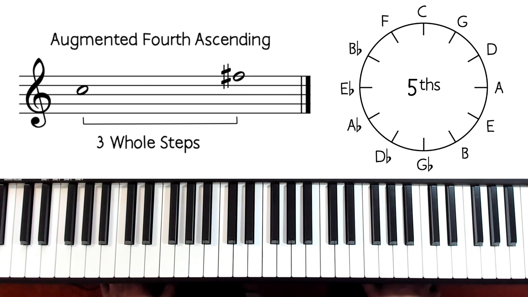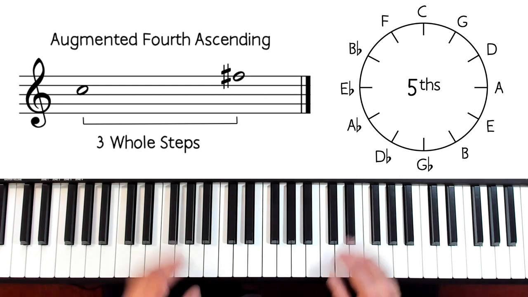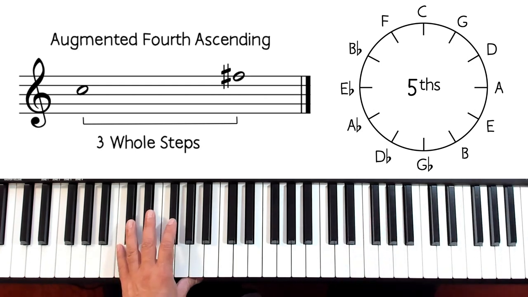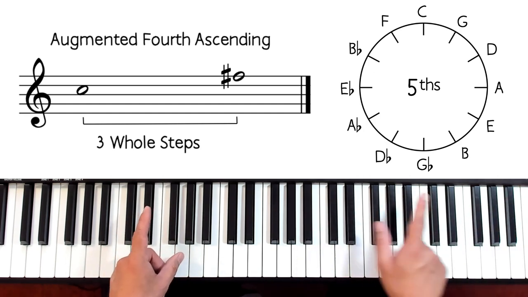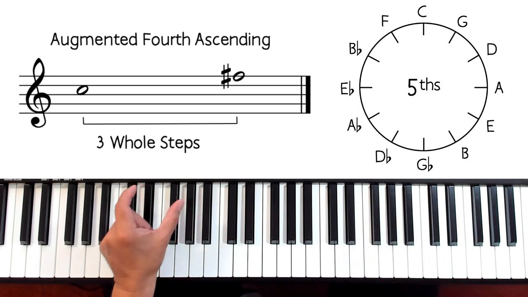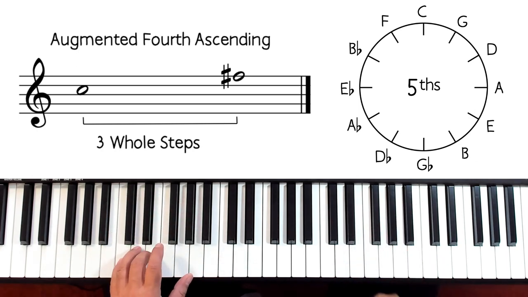Okay. So here we go. We're going to start with augmented fourths, and we're going to go through the cycle of fifths. So augmented fourths, three whole steps. One, two, and three. Three whole steps. And here we go, we're going to build them.